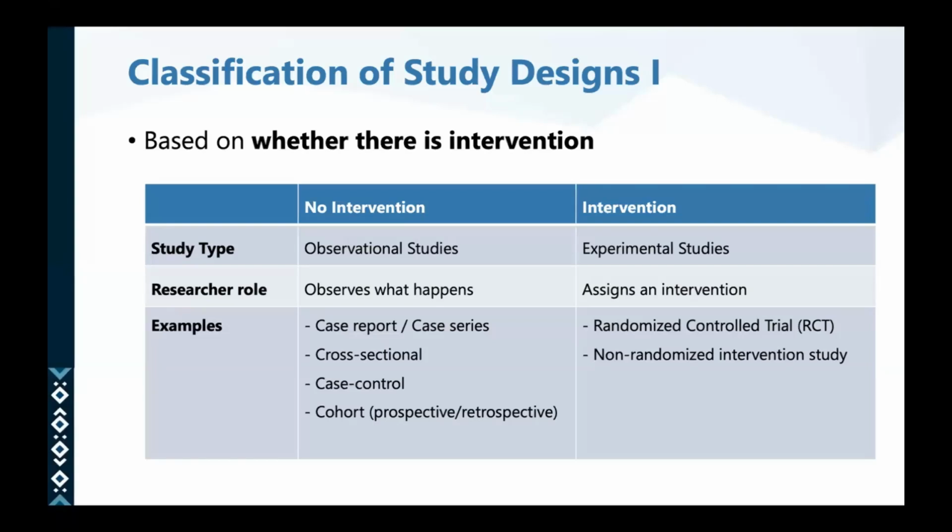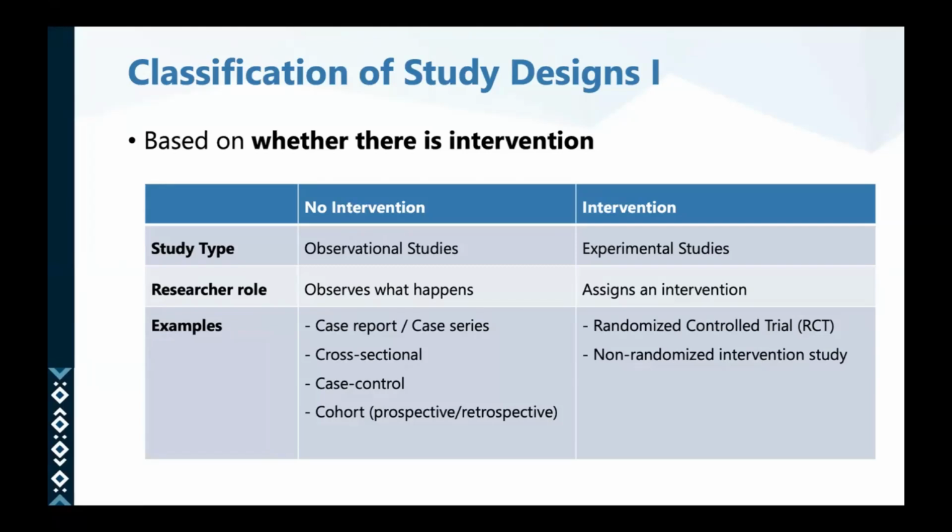And so if you have studies that intervene, then you have experimental studies. If you have a study that does not apply any form of intervention, then they are purely observational. So in observational studies, you, the investigator or the researcher, you just observe patients. In interventional studies, you, the researcher or the investigator, actually do some form of intervention.